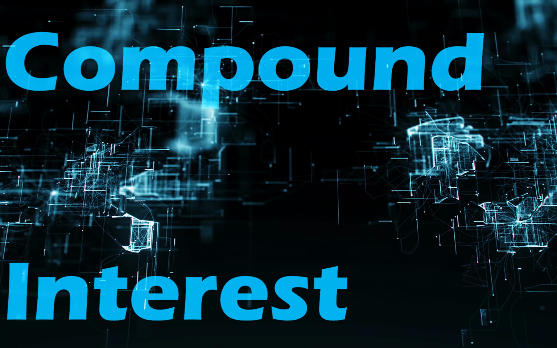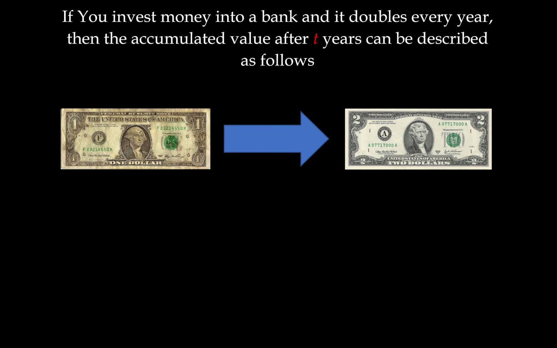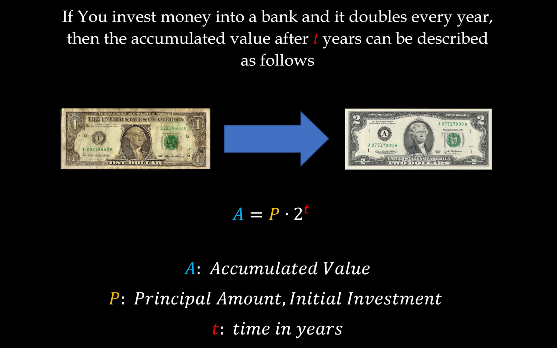If you put money in the bank and your money doubles every year, you could say that you are receiving an annual interest of 100%. Then you can create an equation that reads the accumulated amount equals the invested amount, known as the principal, times 2 raised to the t power, where t is the amount of time that has passed in years.